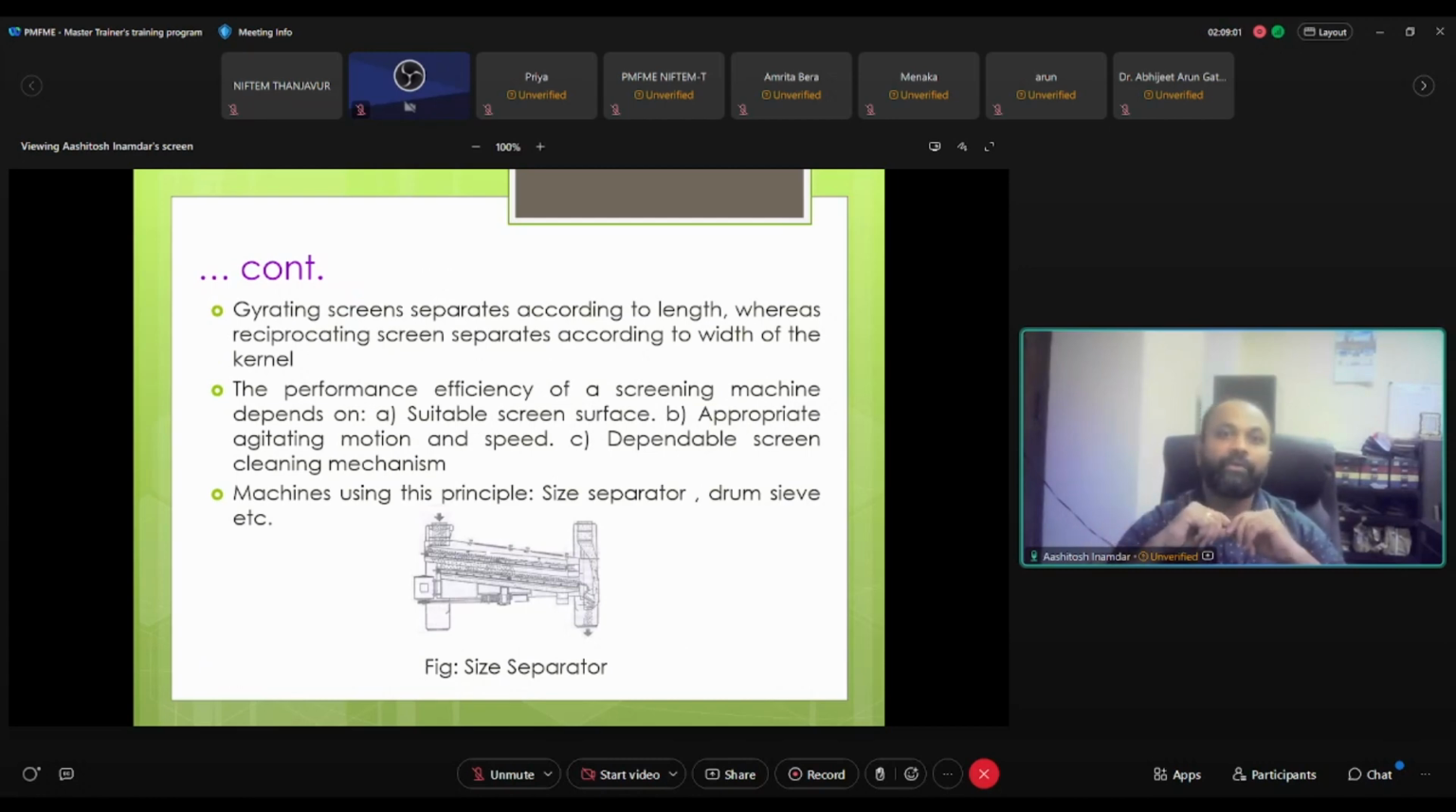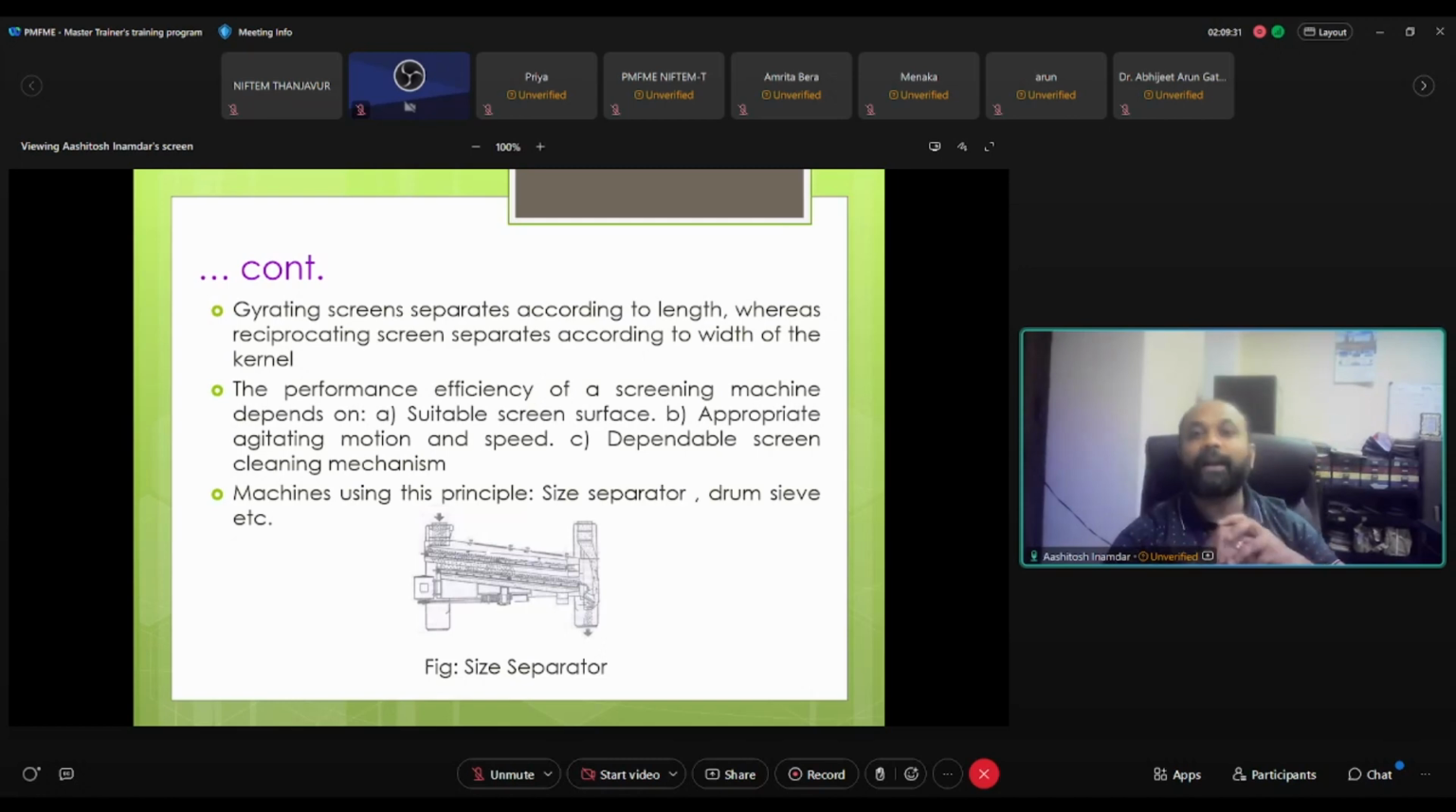And whenever we use the principle or the motion based upon the vibro, the separation happens based upon the width of the kernel of the grain, right? So of course, when any sieve equipment works, it has to be maintained properly for a longer run to get the best possible efficiency out of it. To do that, a suitable screen surface is important, right? And appropriate motion is important, and also the sieve cleaning mechanism.